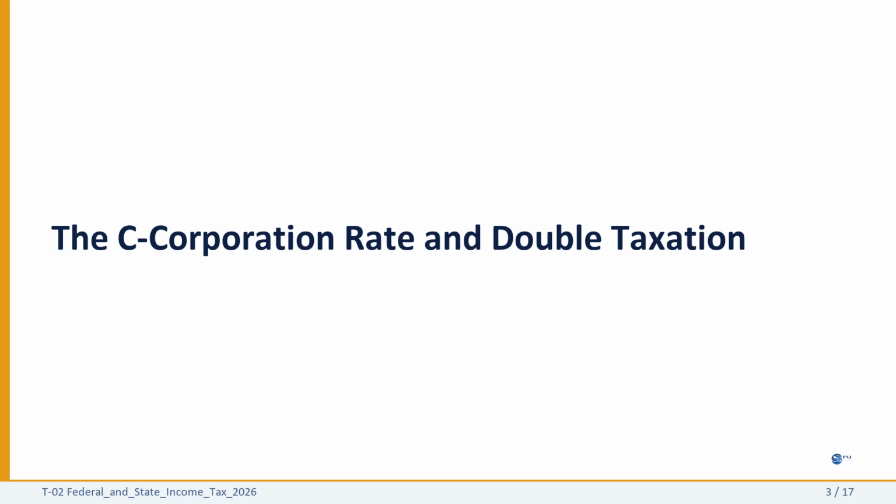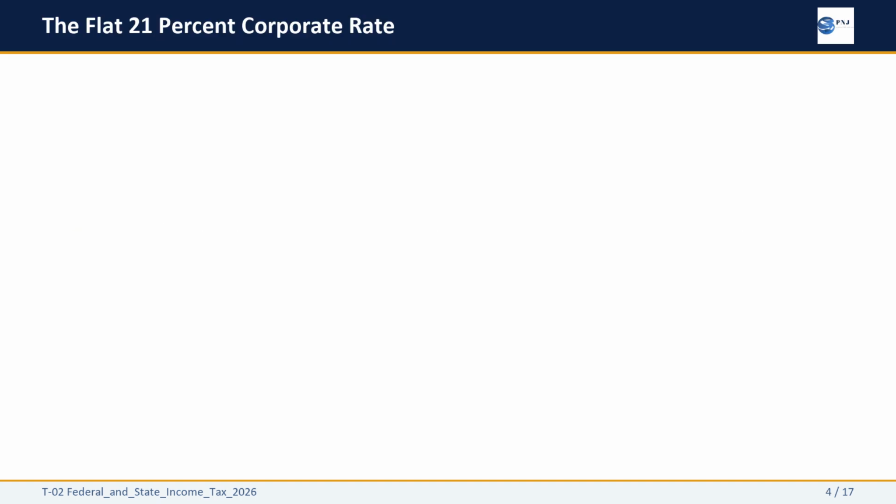Let us begin with the foundational question. How is a C corporation taxed, and what is the real cost of that structure when profits are distributed to shareholders? C corporations pay a flat 21% federal income tax rate on all taxable income. This rate has been in place since the Tax Cuts and Jobs Act of 2017 and remains unchanged. The One Big Beautiful Budget Act of 2025 did not modify the corporate rate. The flat rate provides certainty and simplicity. Every dollar of corporate taxable income is taxed at exactly 21%, regardless of how large the corporation's profits are.